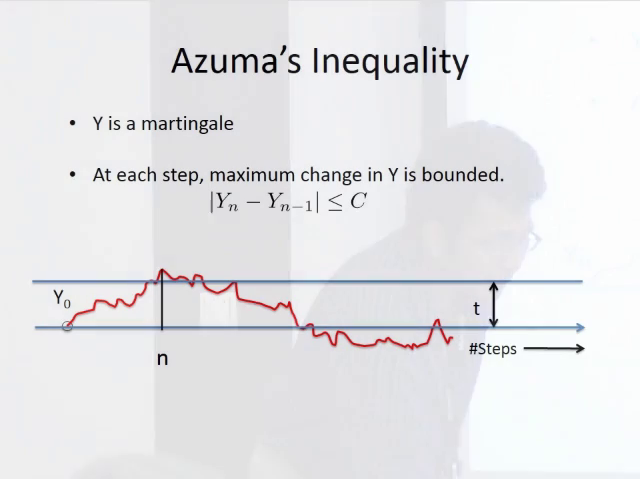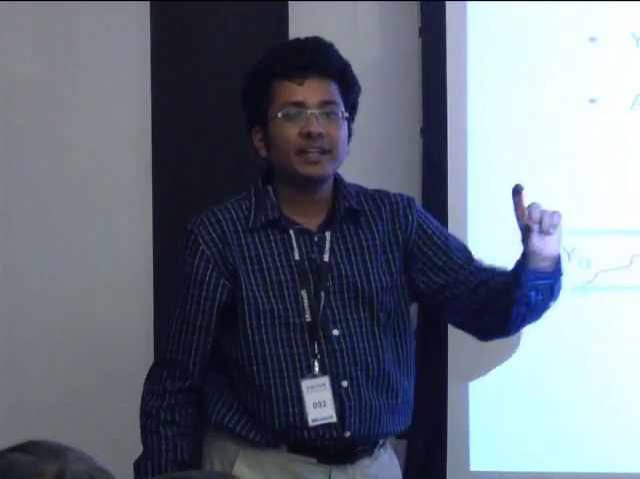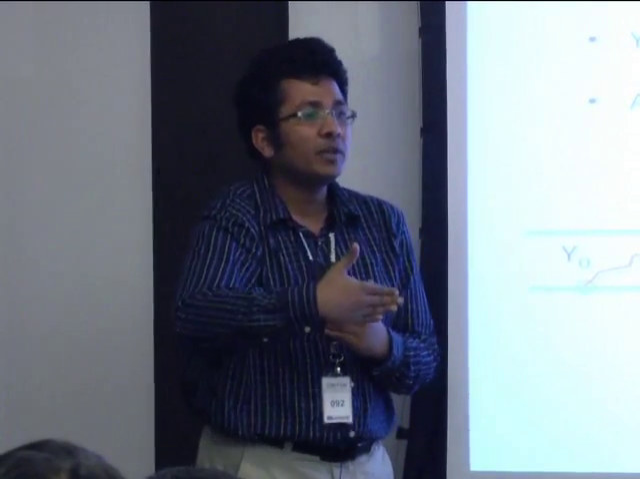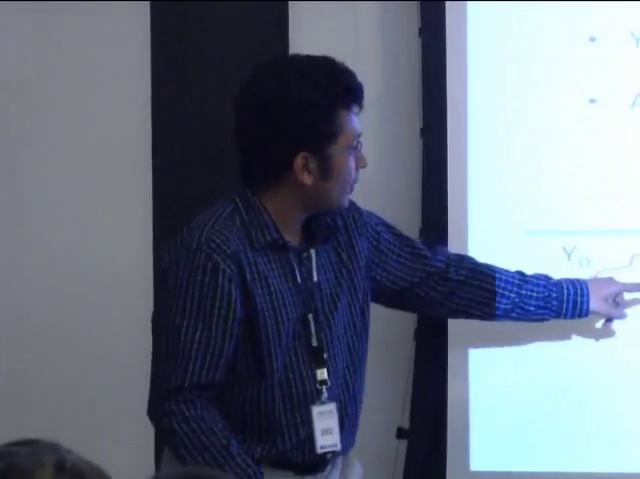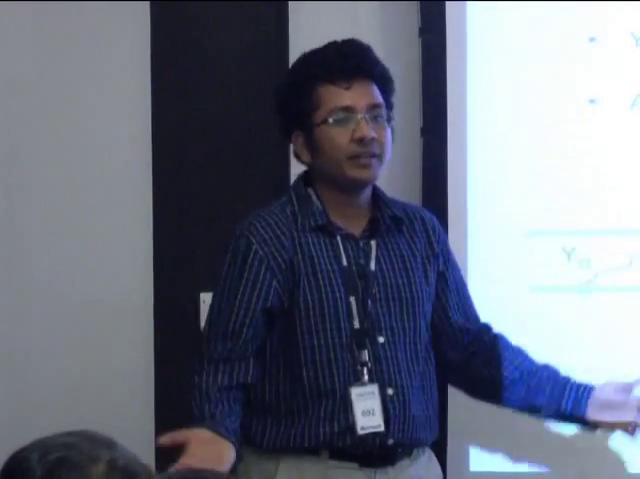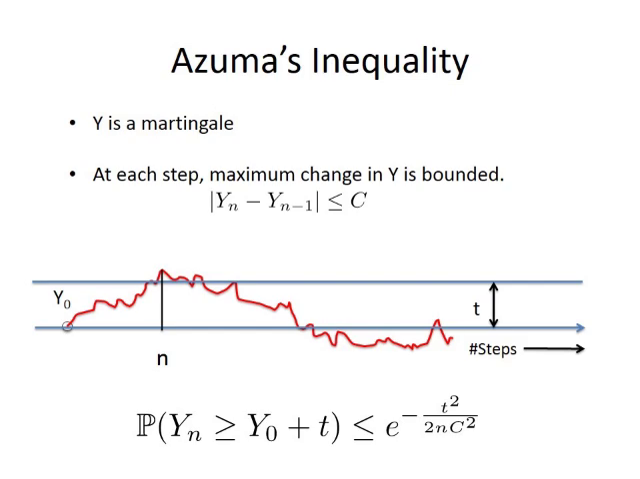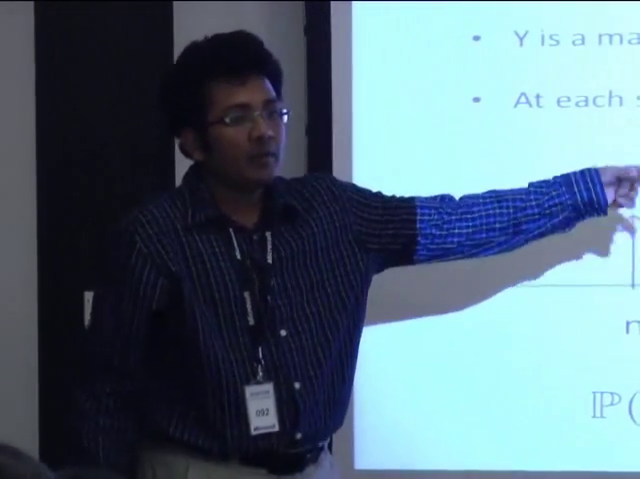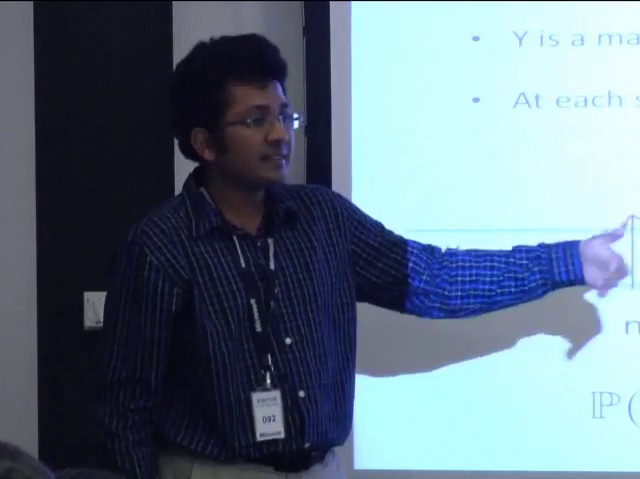Now what I'm interested in is knowing the probability that, starting from y0, the martingale goes t more than y0, for some number t, at the nth step. So there are two things involved here. I want to know at step n, what's the probability that yn is t more than y0. There is a symmetric version where it's t less. Okay, and Azuma's theorem shows the following. It says the probability that yn is greater than or equal to y0 plus t is less than or equal to, and this is the interesting part, something exponentially decreasing in minus t squared, which means that as t goes more and more and more, it gets less and less and less probable.